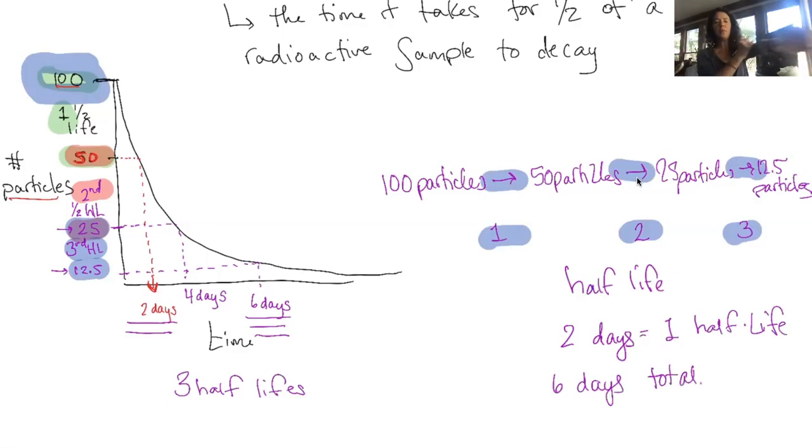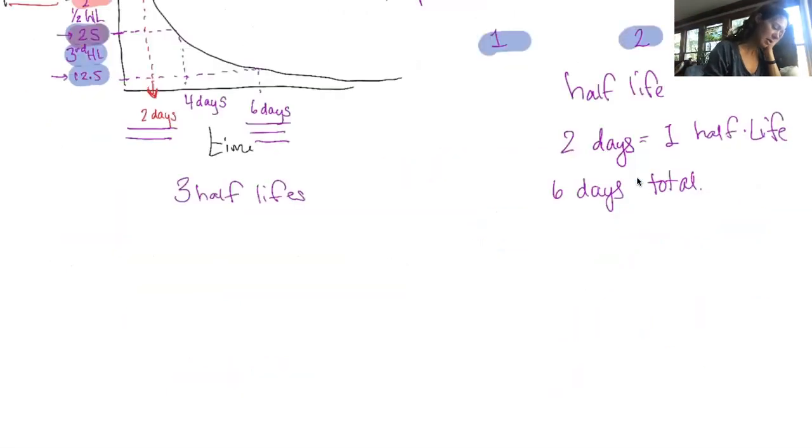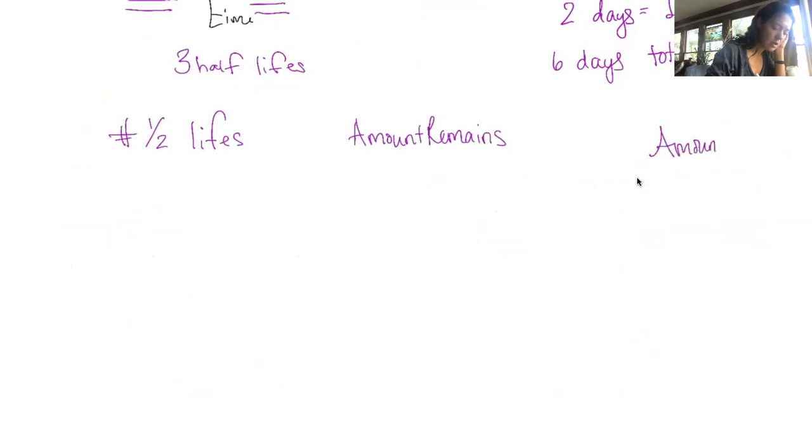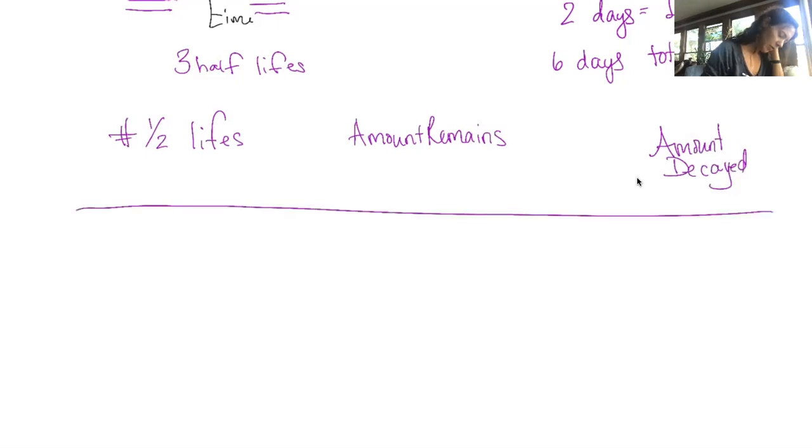All right? Okay. Now, let's look at this in a slightly different way. Let's look at number of half-lives. Let's look at amount that remains. Let's look at amount that has decayed. If it's decayed, it is gone. All right. Well, at 0 half-lives, the entire thing remains, and none of it has decayed.